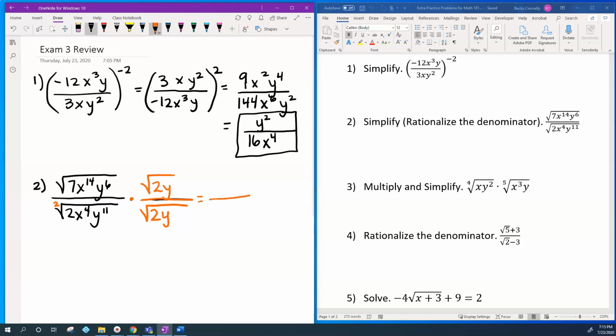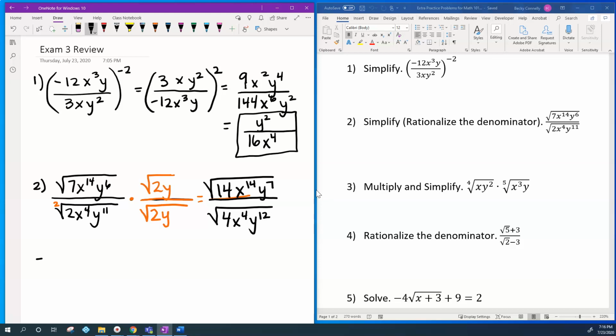I'm just going to show you on this next one, just to make sure it's really clear why we're doing what we're doing here. When I multiply these together on the bottom, I get 4, x to the 4th, y to the 12th. And then this is what I'm simplifying, and I'll do that on the next step. On the top, I'll have the square root of 14, x to the 14th, y to the 7th, just multiplying those two together. And then I can simplify from here.